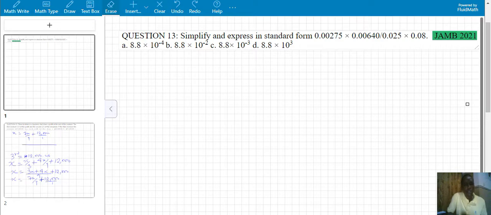We are revising JAMB 2021 past questions, and today we'll be looking at question number 13.